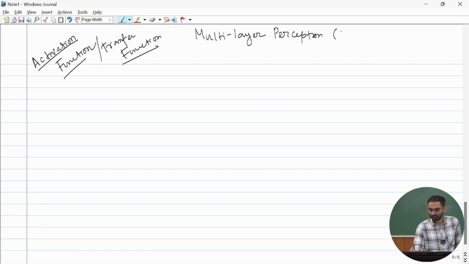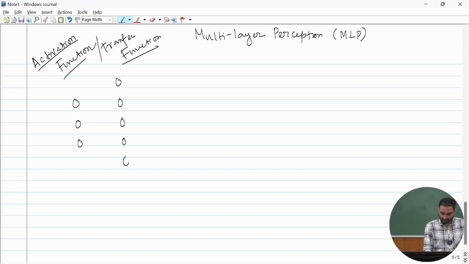Now we are talking about multi-layer perceptron, MLP. MLP is used in transformer everywhere. In MLP, what is the specialty here? Now here you have a concept of layers. Okay, input layer, hidden layers, right, and output layer. Okay, x1, x2, x3.